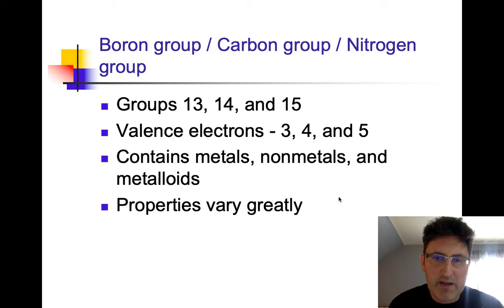They can contain metals, nonmetals, and metalloids. Remember, this is where the zigzag line goes down through. And their properties do vary greatly. Really, the only thing that they have in common for most of them is their number of valence electrons.